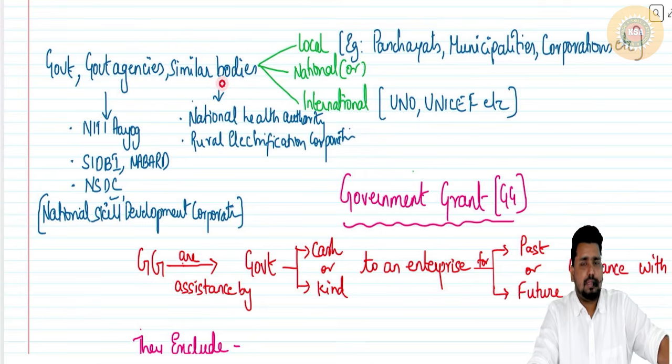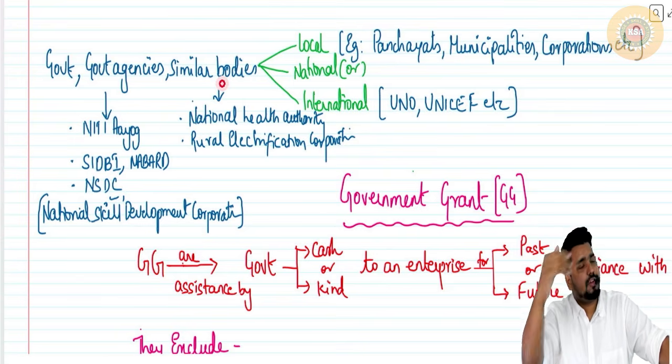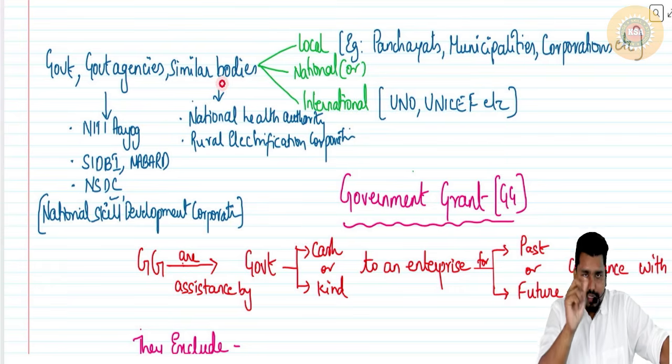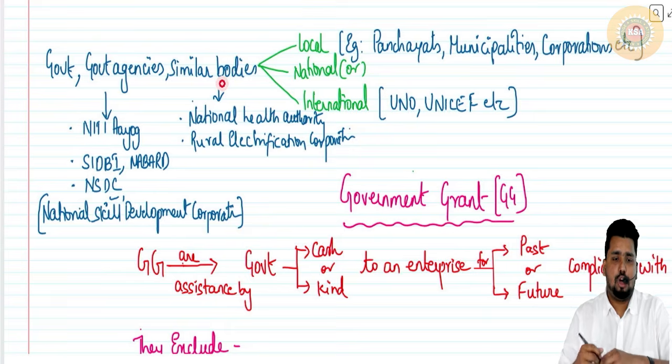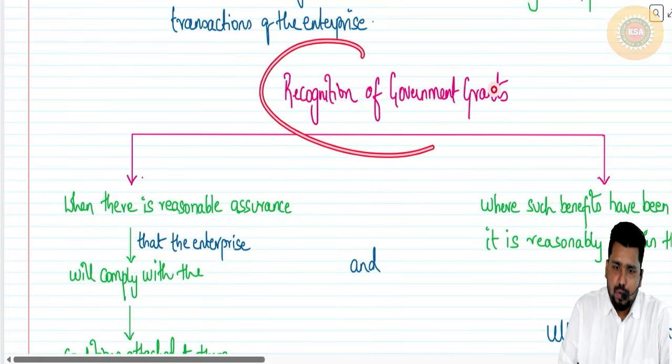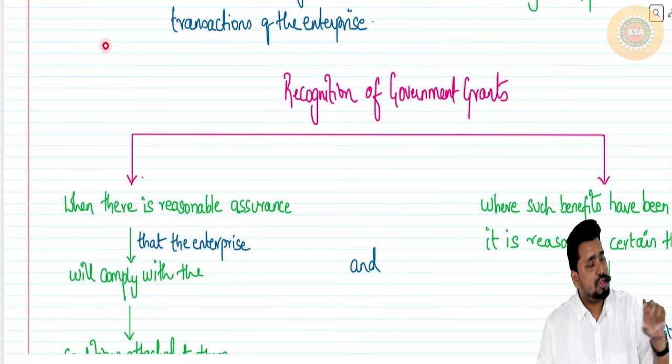Reasonable assurance. It is more likely than not. That is called reasonable. If you have that reasonable assurance that the conditions attached to the grant will be satisfied. Is assurance alone enough, or do we have to see from the government viewpoint also? In the recognition criteria, the standard makers think one should be from your side and one from the government side. When you want to recognize the government grant, how many conditions are there? Two. Both the conditions should be satisfied.